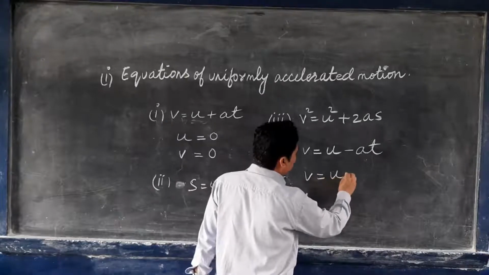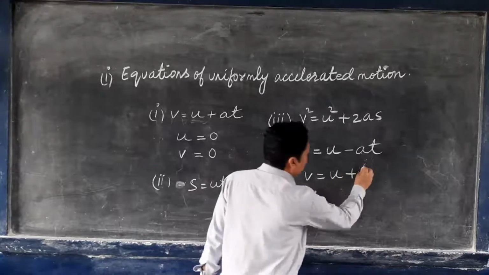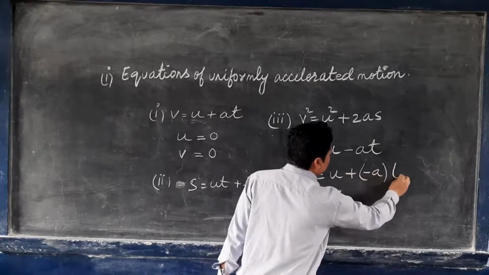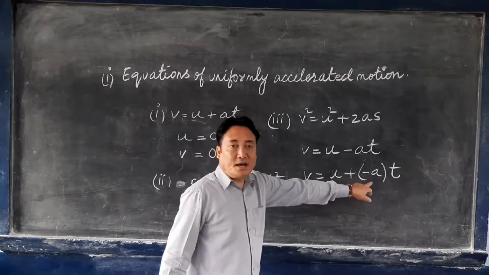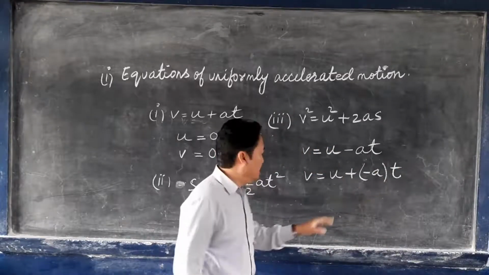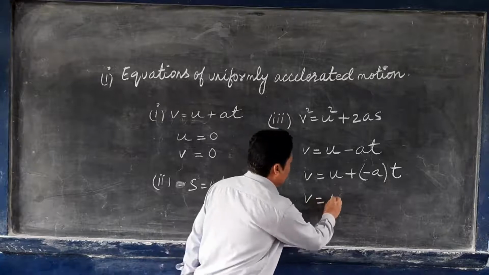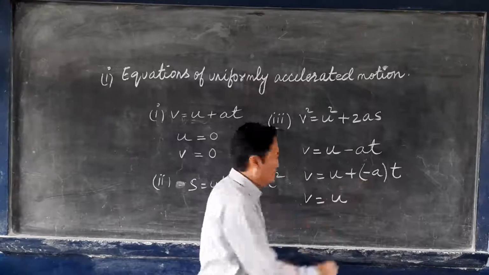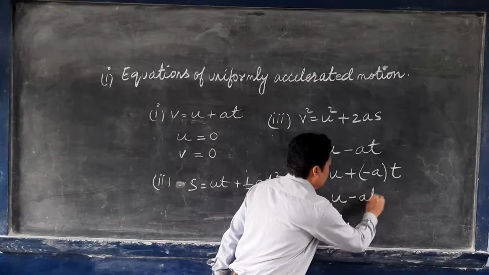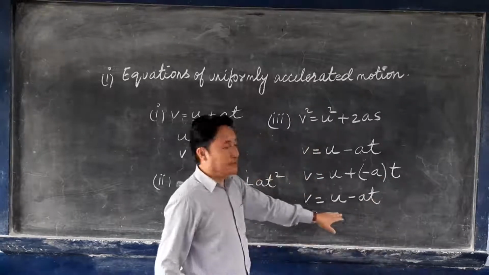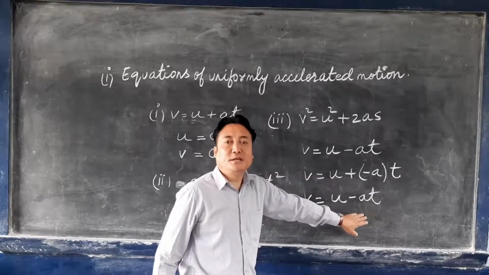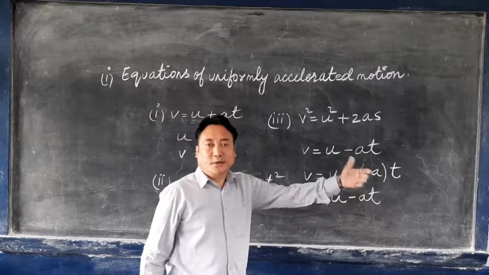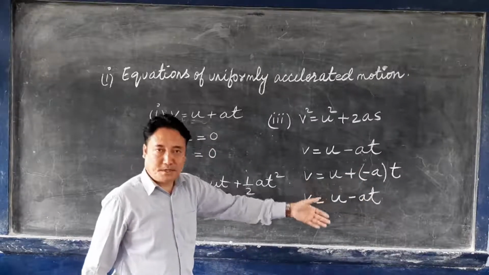V equals to U, I write it plus, then minus A into T. Since the retardation is produced here, I write it minus A here. So V equals to U plus into minus will be minus AT. So this way the equation has come here. Only there will be a change in the sign when the retardation is produced.